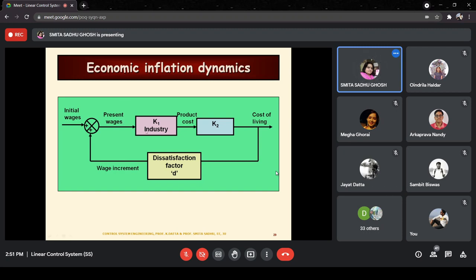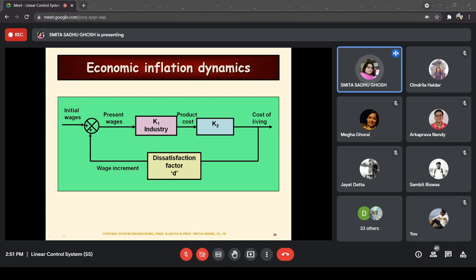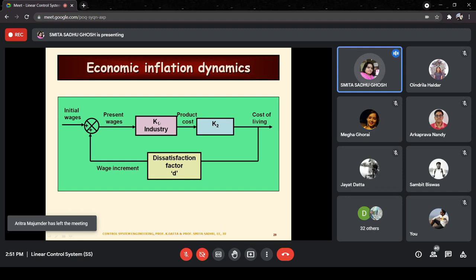But now the industry is going to have to pay them the wages, right? How will the industry be able to pay the increased amount of wages to the workers? They have to pay from somewhere, isn't it? Their cost of running, the cost of raw material, that has not decreased. So from where will the industry give the increment to the workers? They have no other way but to increase the product cost. So in order to pay for the incremented wages, they will increase the product cost, right?